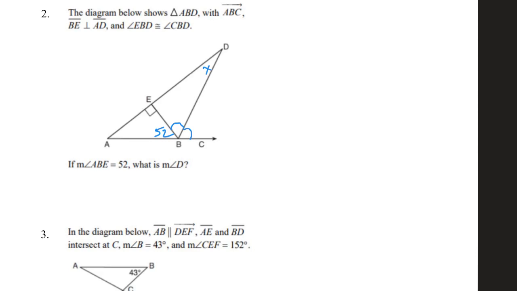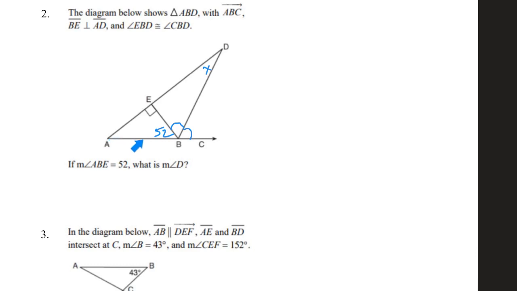So now we can attack this one of two ways. I'm going to look at the big triangle ABD and try to figure out what angle B is, and then what angle A is, and then just do triangle sum theorem that way. Or you could also look at triangle EBD as well. If we look at triangle EBD, it looks like it's going to be a little bit simpler and a little bit faster to do. So I'm going to choose to do it that way.